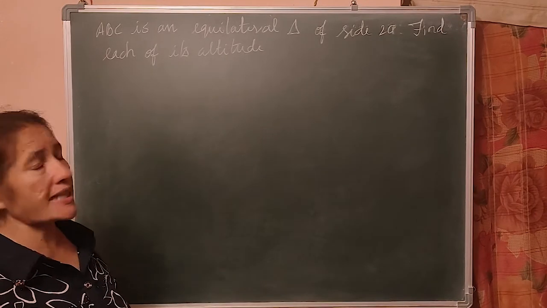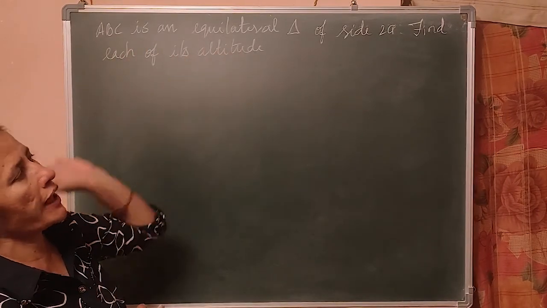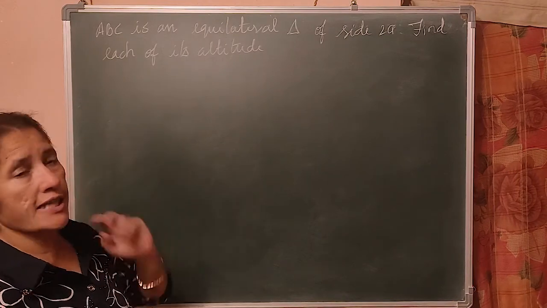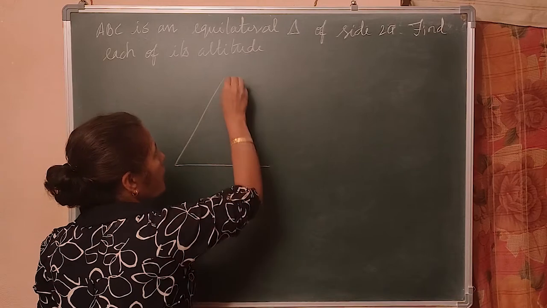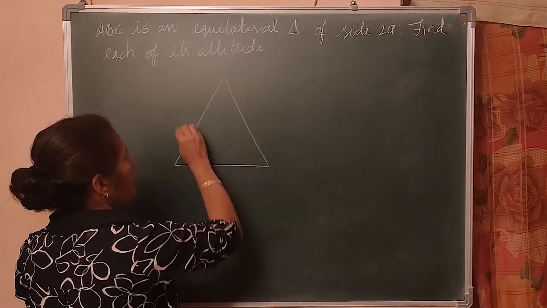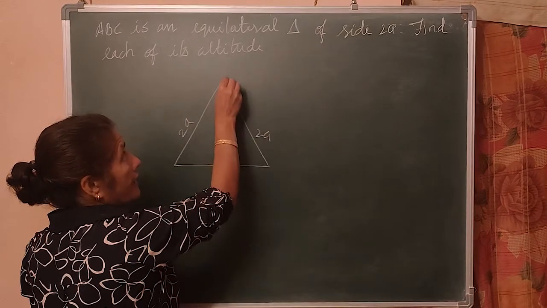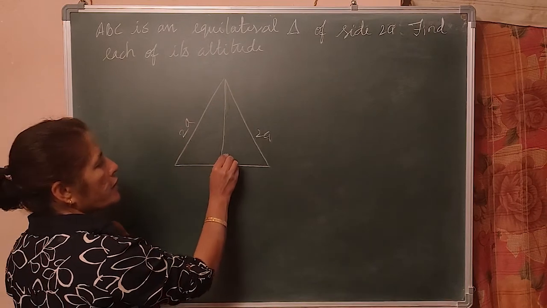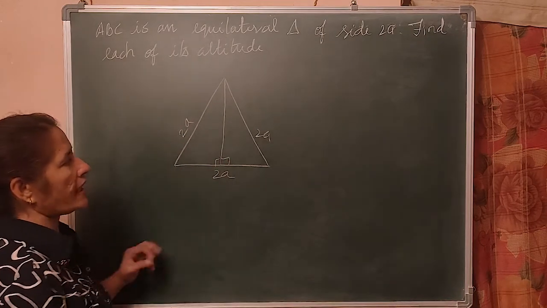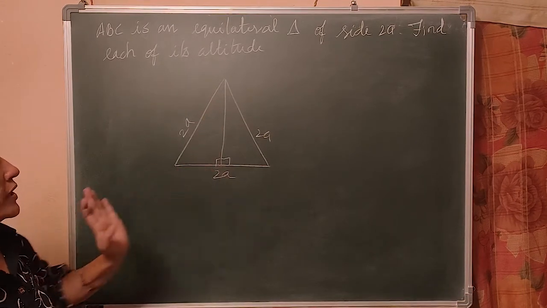Our next question is like this. ABC is an equilateral triangle of side 2A. Find each of its altitude. If it is an equilateral triangle, what is the meaning of equilateral triangle? All the sides are equal. 2A, 2A, 2A. In the equilateral triangle, all the altitudes are equal. So this is 90, this is 90. Am I right? Whenever I divide, the altitude divides the base into two equal parts.